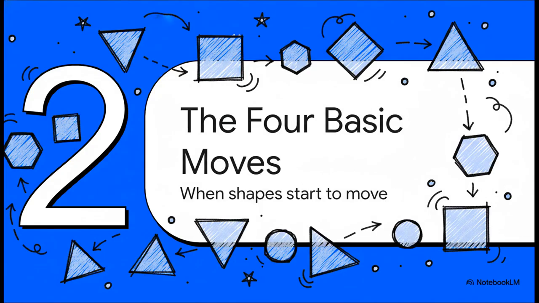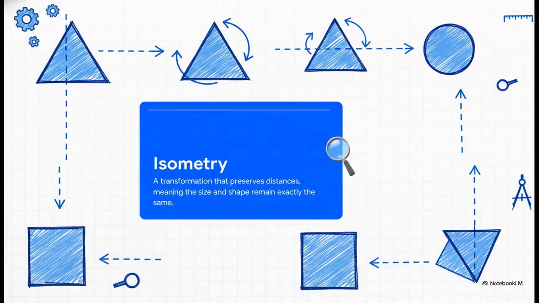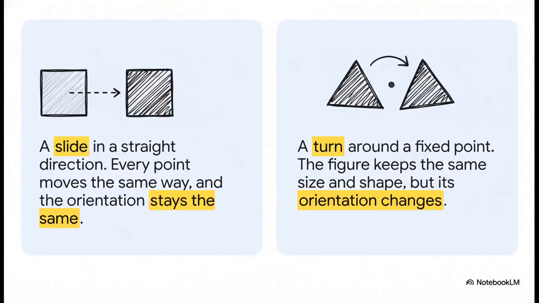Okay, so we've got our shapes, but on their own, they're just kind of sitting there. Things get way more interesting when we give them the ability to move. Now, here's a key word for you, isometry. I know, it sounds a little intimidating, but all it means is that the shape moves without changing. It doesn't get stretched or shrunk or bent in any way. It stays perfectly rigid. The shape you start with is the exact same shape you end with, it's just in a new spot.